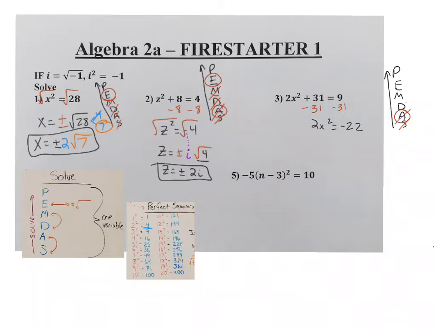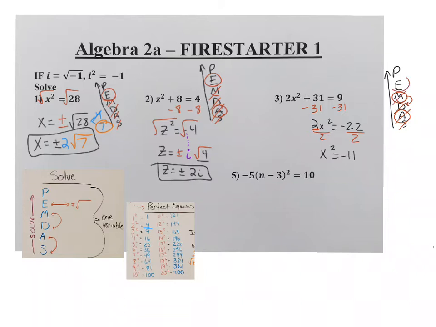The addition's gone. There is no division. There's multiplication. This 2 is multiplying by x squared, so I have to get rid of multiplication by division. That's why I divide by 2 on both sides. I try to do it the same way every single time. So we end up with x squared equals negative 11.